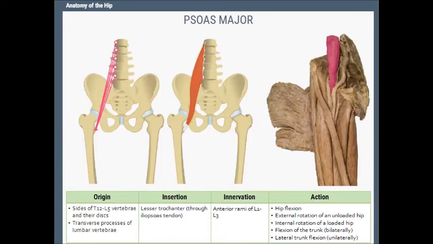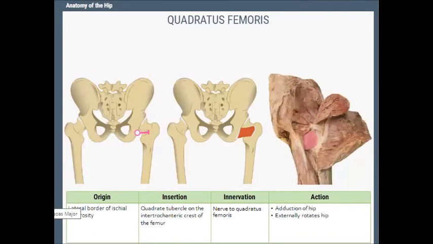Next one is the quadratus femoris of the hip region. It originates from the lateral border of ischial tuberosity, and the quadrate tubercle on the intertrochanteric crest of femur will be its insertion point. Innervation will be the nerve to quadratus femoris, named after the muscle. It helps in adduction of hip and external rotation of hip also.